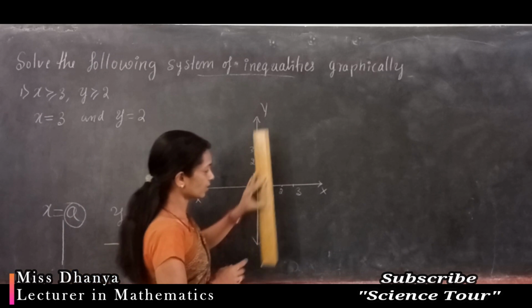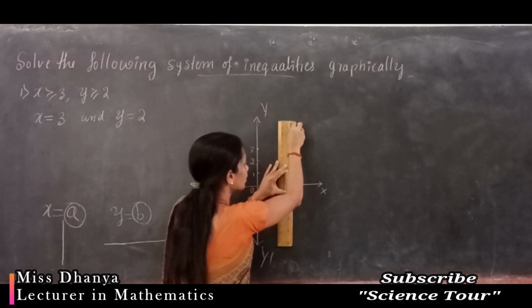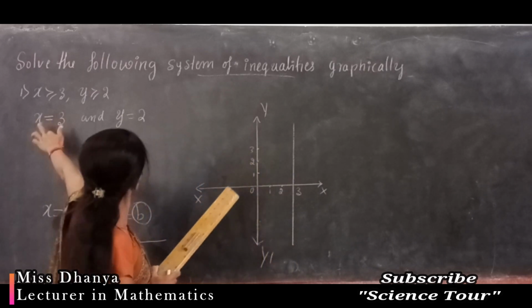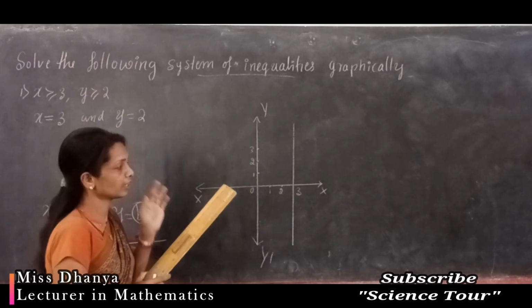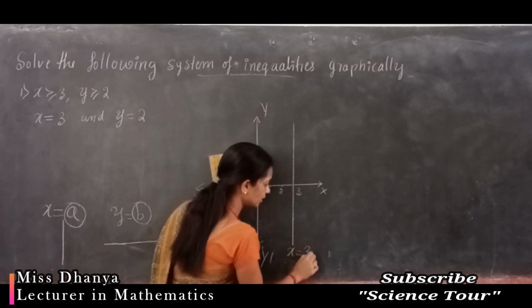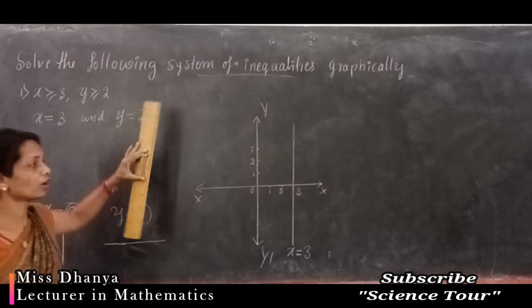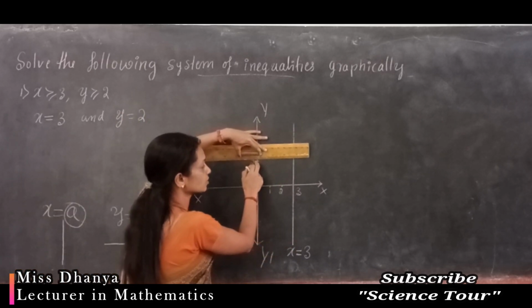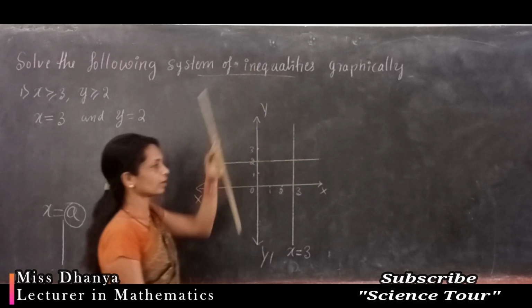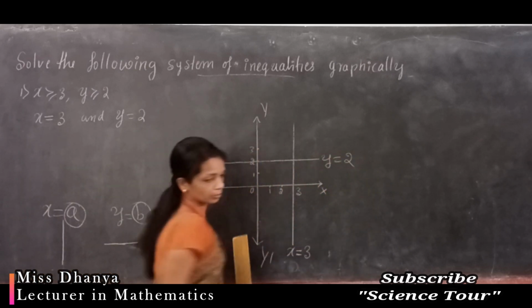Now x equal to 3, that is the vertical line passing through 3 on the x axis. So you have to draw one vertical line passing through 3 on the x axis. I drew a continuous line. Why? Because you have a slack inequality. In both you have slack inequality, so you can use a continuous line to draw that. So this line is x equal to 3. Now y is equal to 2, that is the horizontal line passing through 2 on the y axis. 2 on the y axis is here. You have to draw one horizontal line passing through that. So this line is y is equal to 2.